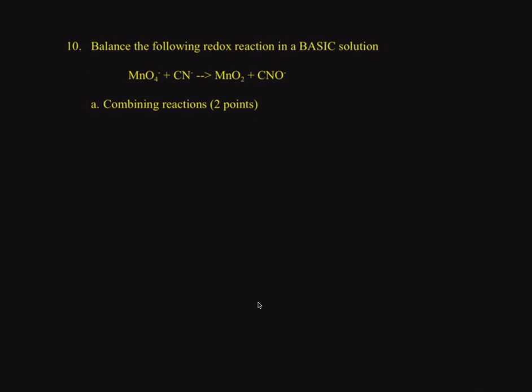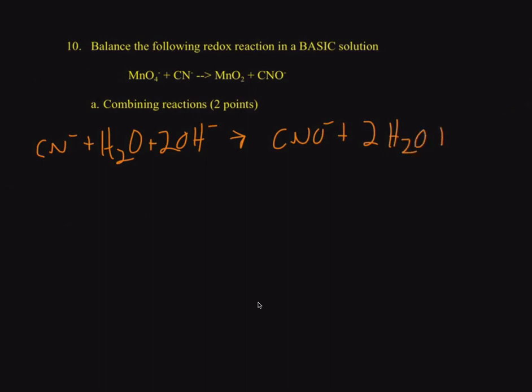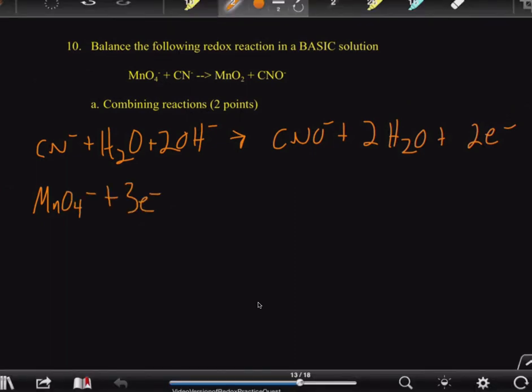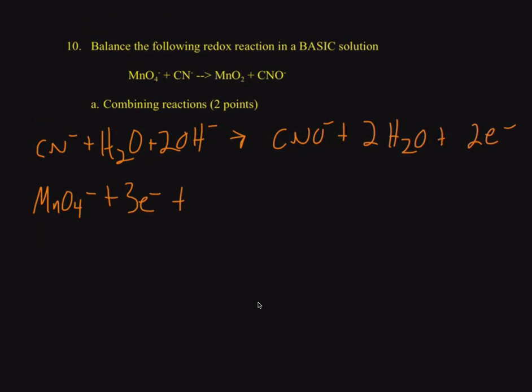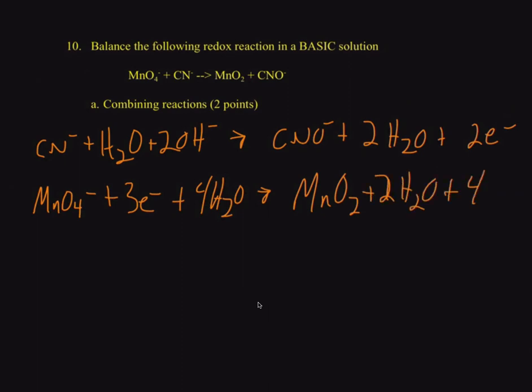For the oxidation half, we had CN⁻ plus H2O plus 2 OH⁻ yields CNO⁻ plus 2 H2O plus 2 electrons. In the reduction half, we have MnO4⁻ plus 3 electrons plus 4 water molecules yields the manganese oxide, MnO2, plus 2 water molecules plus 4 hydroxides.